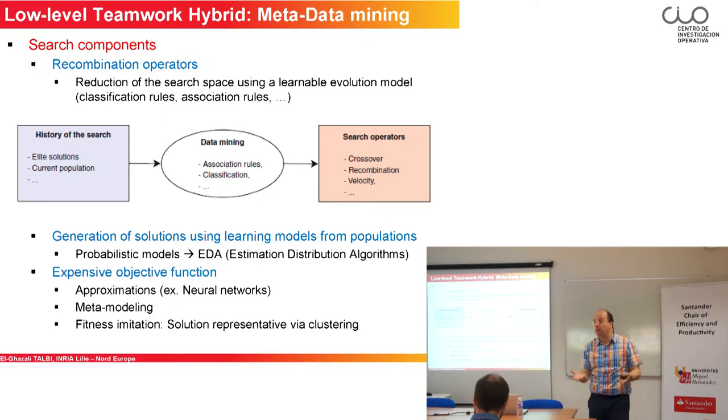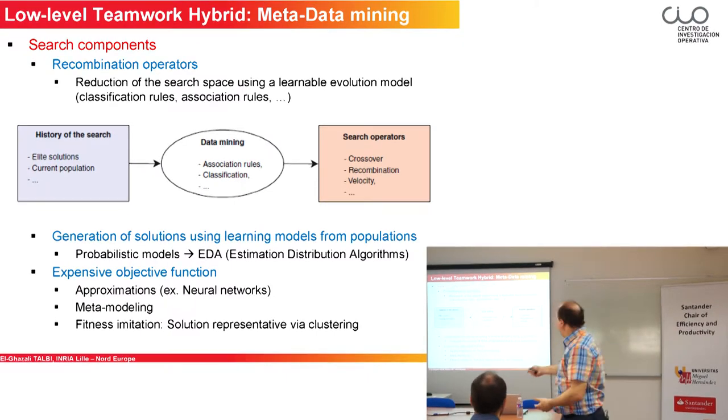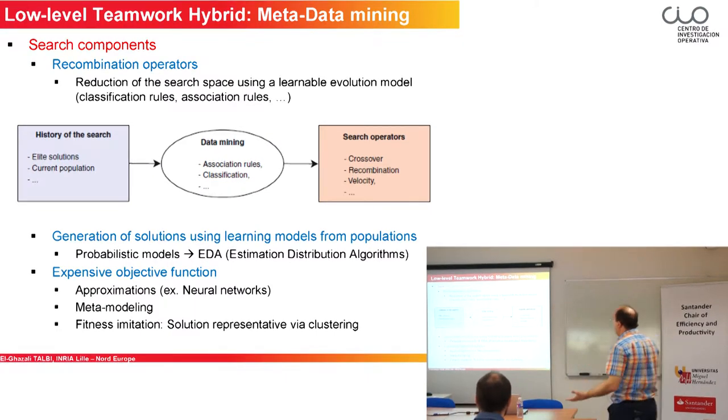You have a population of solutions. From this population, you will extract models, probabilistic models. What are the good solutions and the best solutions? And from those models, you generate new solutions. Some people are using Bayesian networks, some people are using some simple statistics, etc. And this family of algorithms is named estimation of distribution algorithms.